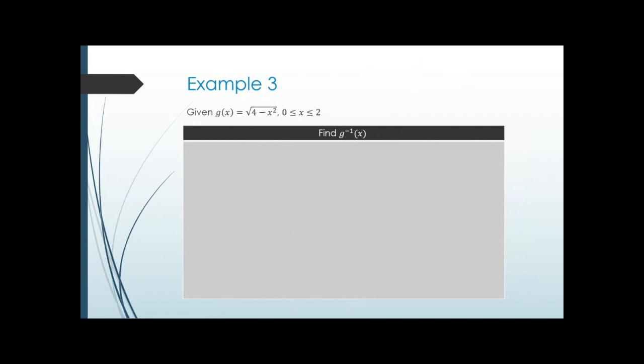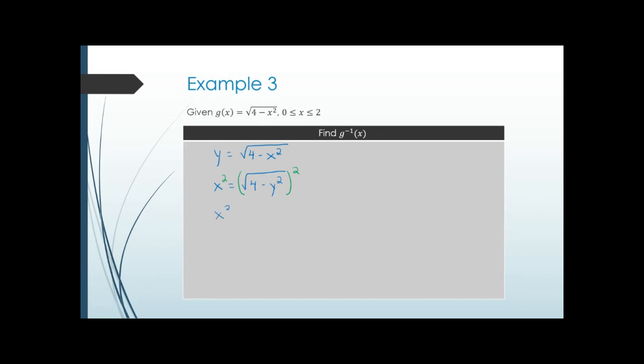So first I replace g of x with y. So y equals the square root of 4 minus x squared. So now I interchange the x and the y. So x equals the square root of 4 minus y squared. Now in order to solve, I need to square both sides because we need to get rid of that square root, because we're trying to get y outside of there.